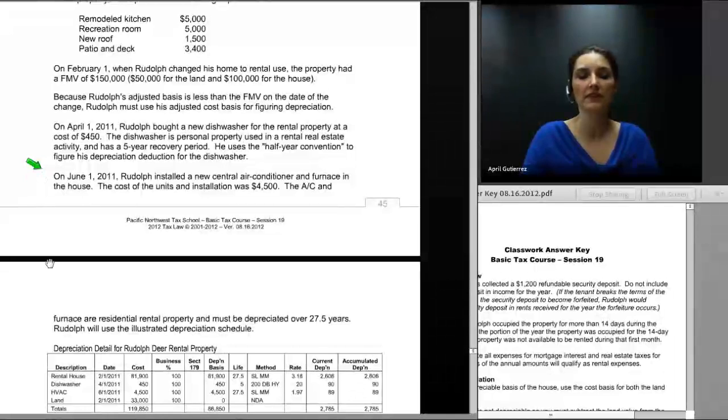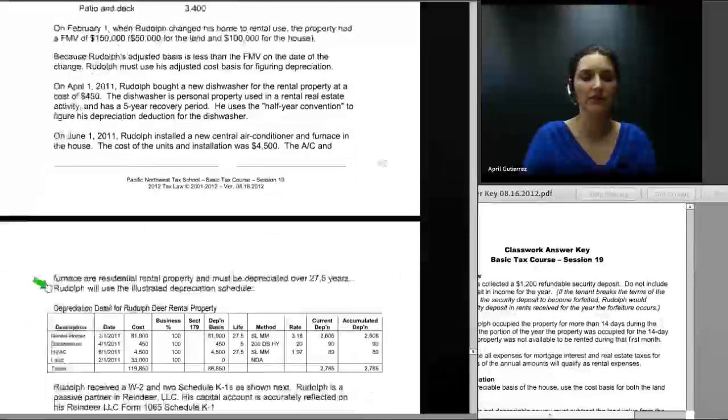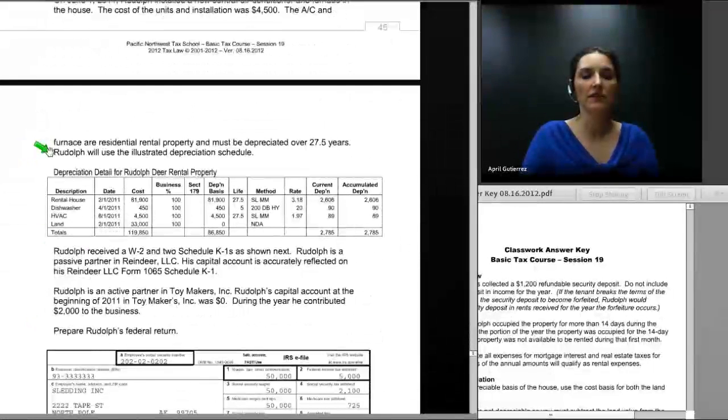The cost of the units and installation was $4,500. The AC and the furnace are residential rental property that do have to be depreciated over 27.5 years. So here we have a depreciation schedule for Rudolph Deer. We have the rental house that has a placed in service date of February 1st, 2011. The life is 27.5 years.